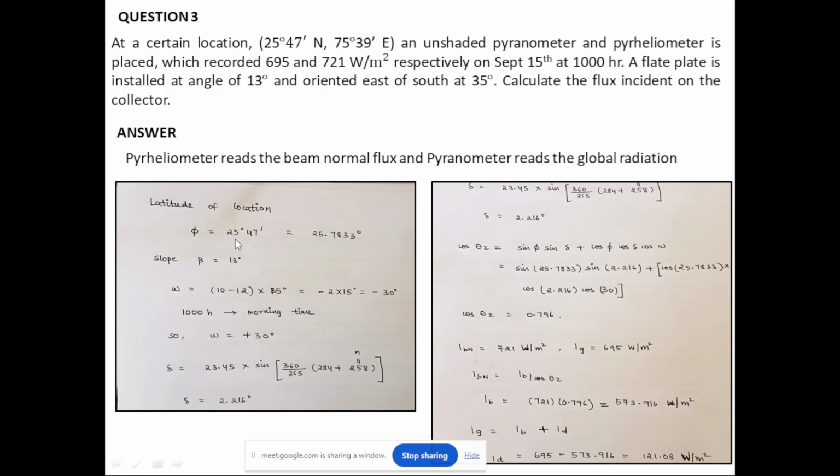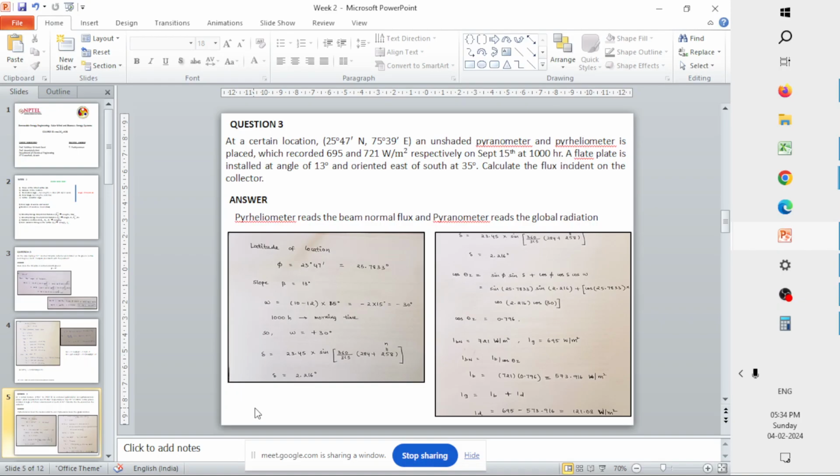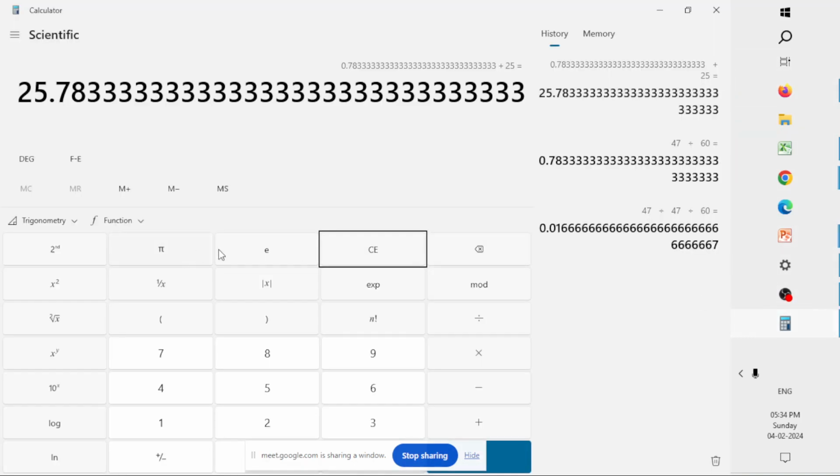And then delta is your declination angle. The value of n is 258 for September 15th, assuming it's not a leap year, and the calculated value of delta will be 2.216 degrees. So let me just show that also.